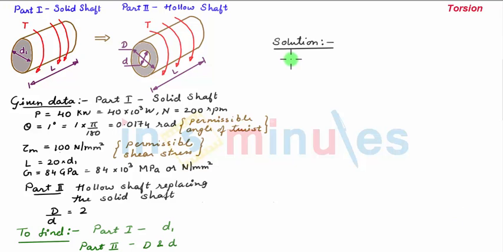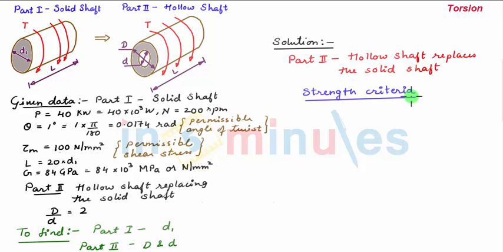Now let's move to part 2, where your hollow shaft replaces the solid shaft such that its length is the same as that of the length obtained in the solid shaft, and it is being subjected to the same torque T. Now again we'll try to satisfy both the strength criteria as well as the rigidity criteria and try to determine the dimensions capital D and small d for this hollow shaft. So first we apply the strength criteria.